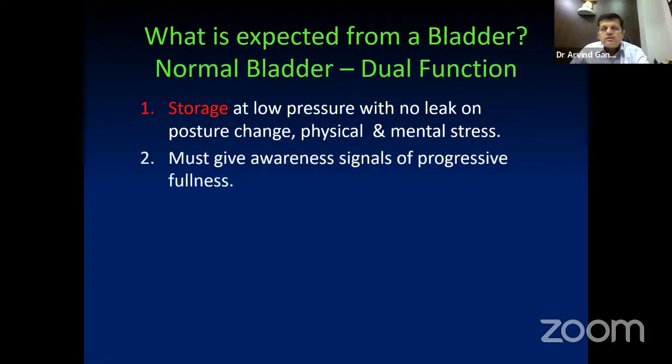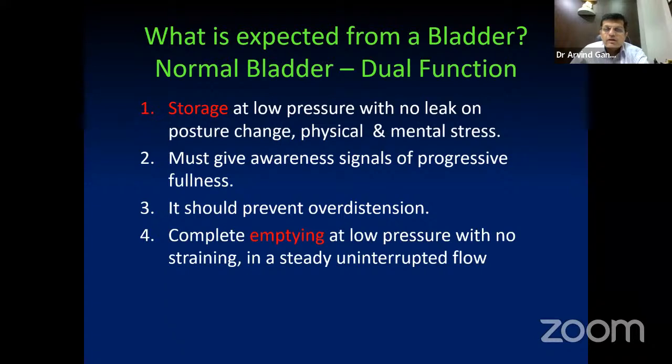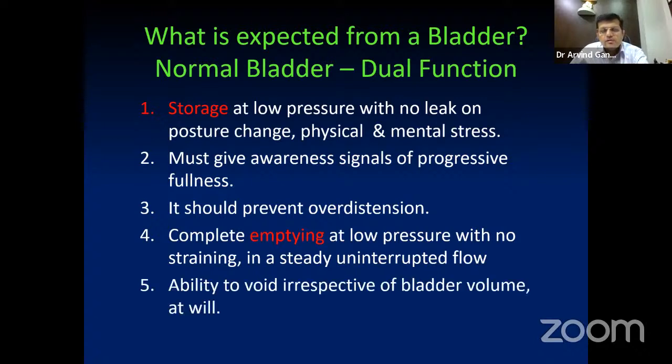The bladder must give awareness signals of progressive fullness, which typically occurs around a bladder volume of approximately 150 ml. The bladder should have an ability to understand when it is overdistended. The bladder should have the capability to empty at low pressures without transmitting the pressures to the upper tract. The bladder should have an ability to void irrespective of bladder volume, at will, whenever it is convenient to pass urine. So these are the attributes of a normal bladder. Anytime a bladder deviates from these 5 attributes, it might be accounted to either non-neurogenic or neurogenic bladder.